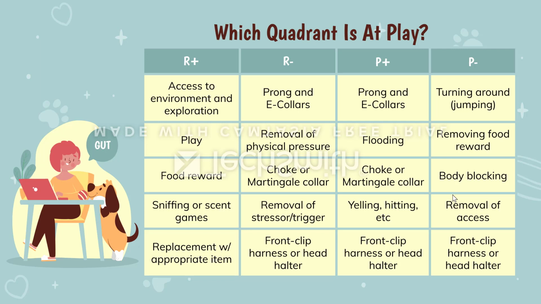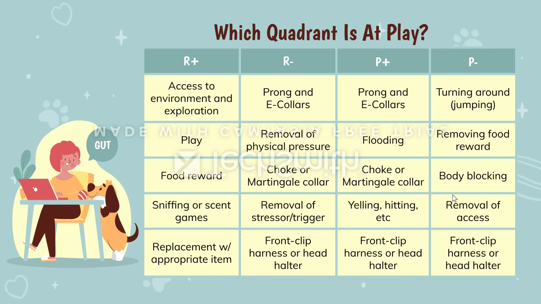Negative punishment, this would be like turning around when a dog jumps, removing food reward. Body blocking is a form of negative punishment. So body blocking is where we actually stand in front of the dog to keep them from going places. What they want as reinforcement is access to the environment or an individual on the other side or an item on the other side, and we are removing that from them. Removal of access from the environment.